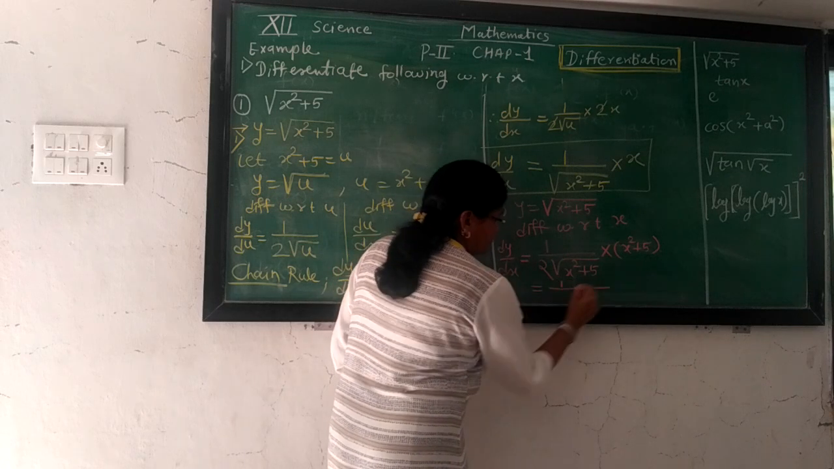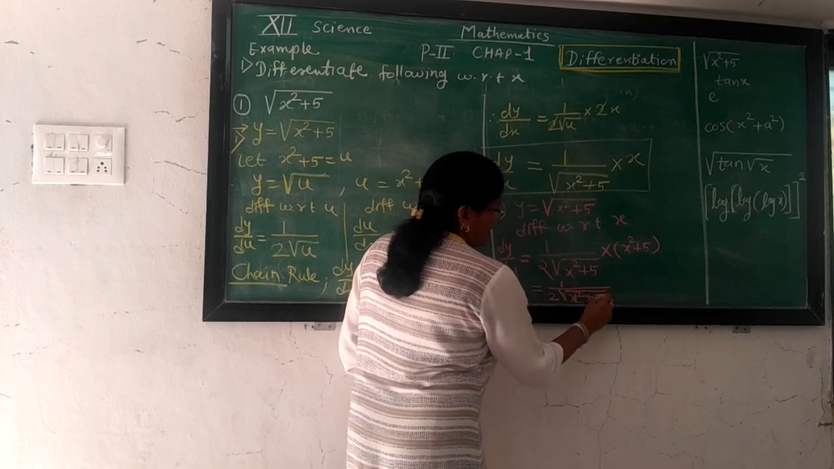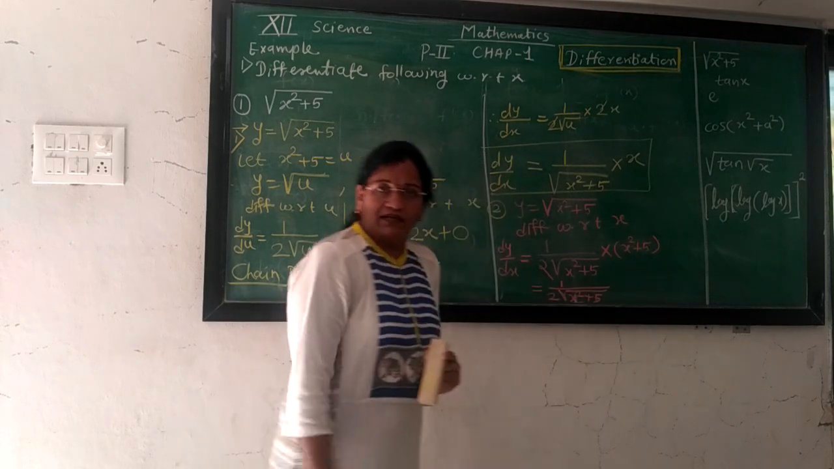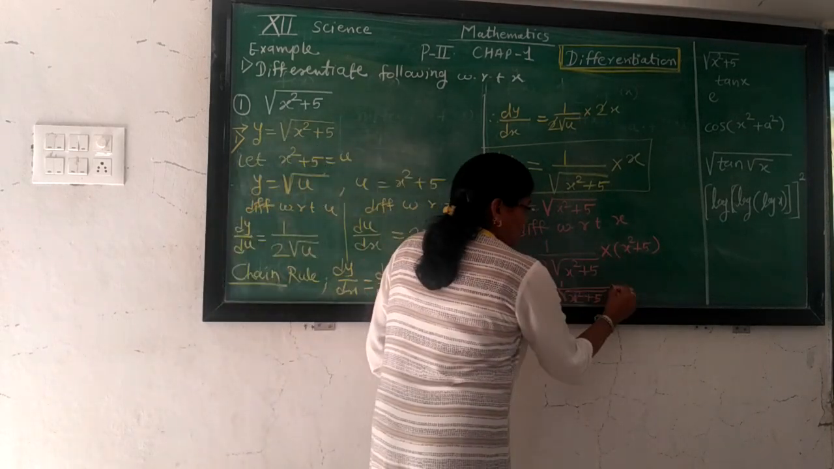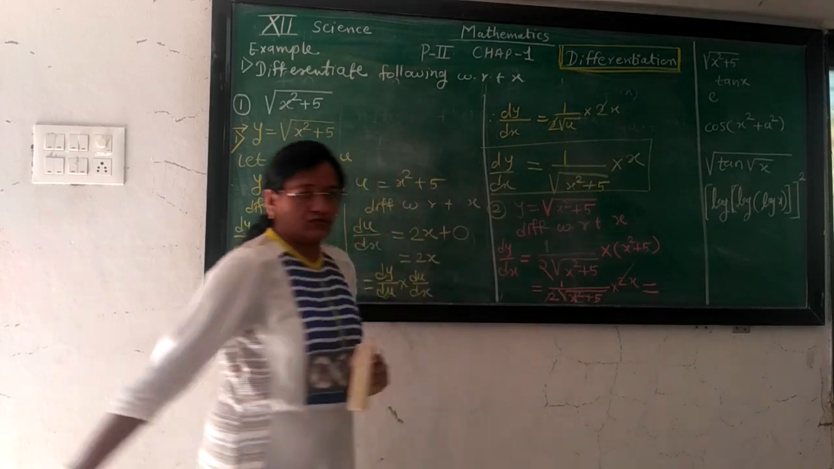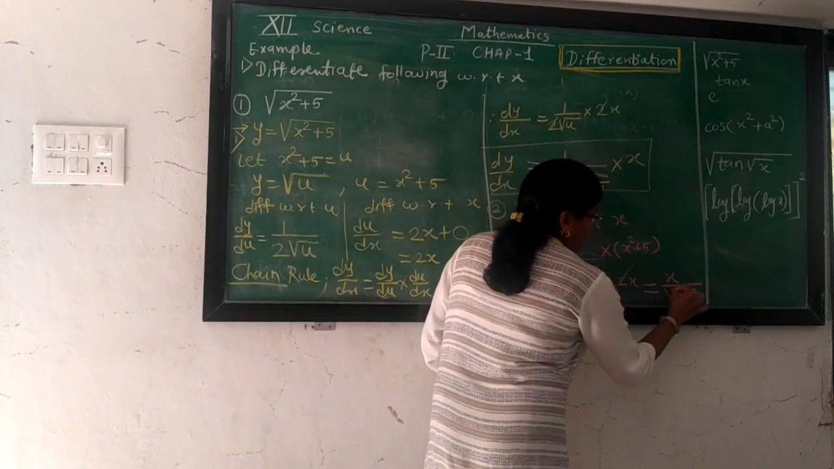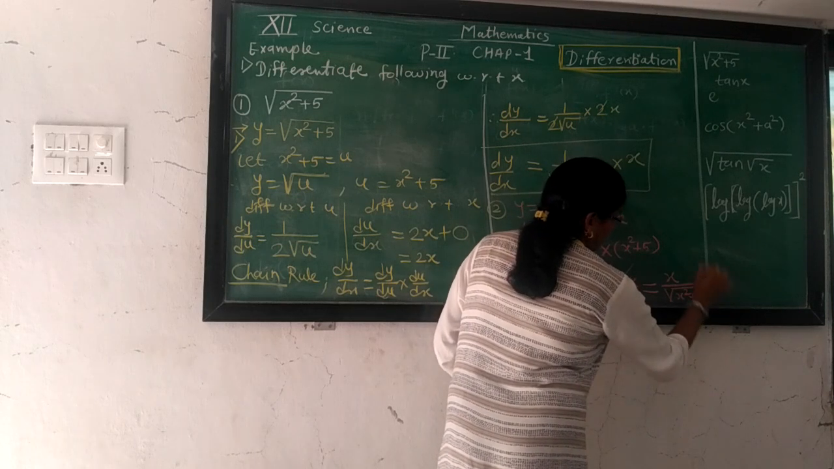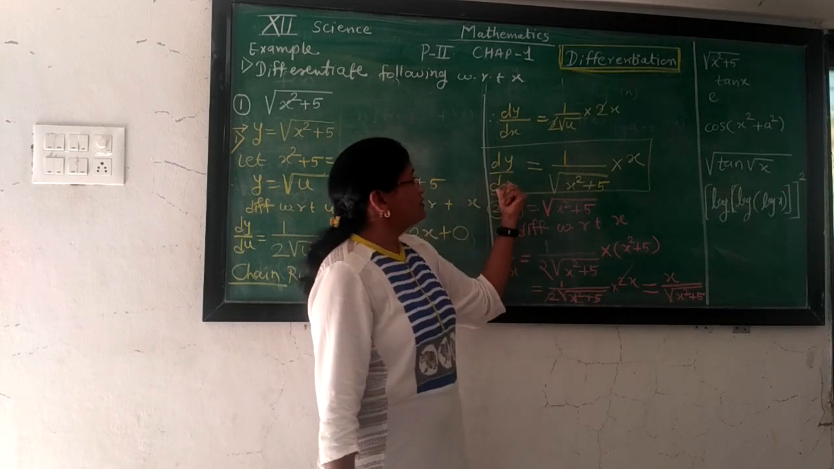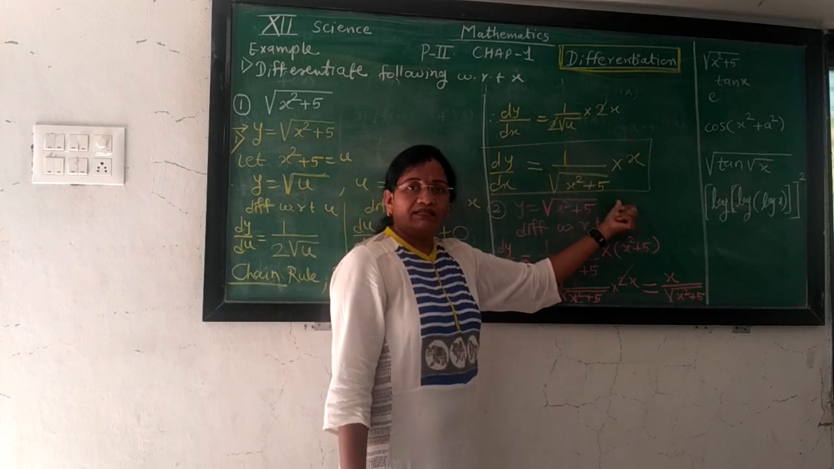The first term remains as it is, 1 upon 2 times the square root of x square plus 5, multiplying the derivative of x square plus 5. Again here 5 is a constant. The derivative of x square is only 2x, so multiply by 2x. For simplification, these two cancel with these two. So the final answer dy by dx is equal to x upon root of x square plus 5. For the first method we got the same answer, x upon root of x square plus 5.